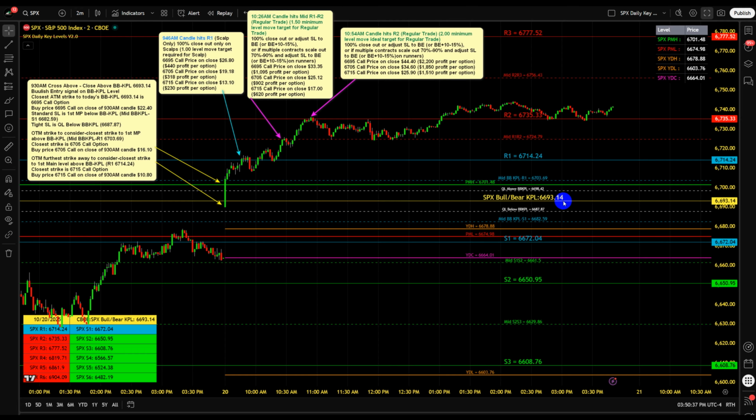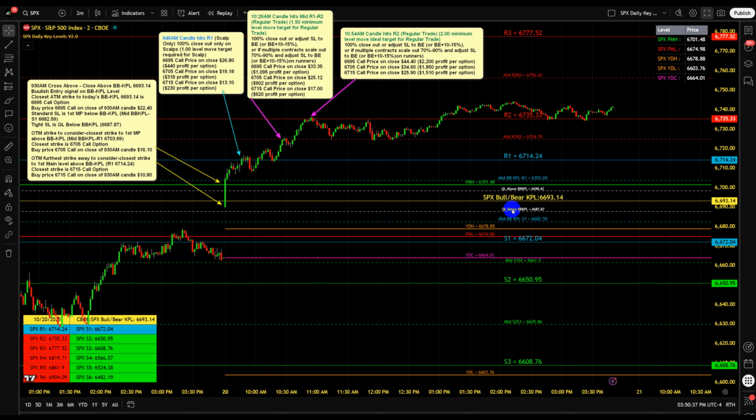For those that are not familiar with how SPX strikes work, they go in 5-point increments. So for example, 66.90, 66.95, 6700, 6705, etc. So an at-the-money strike would be the closest strike to the bull-bear KPL.